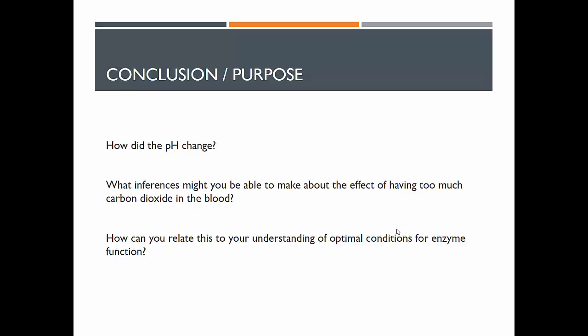Well, we know plasma is mostly water, and one of our previous dot point videos was about how carbon dioxide is transported in the blood. One of the ways is dissolved, and so we want to know what happens if you've got too much dissolved carbon dioxide in the blood. That's a pretty important question, particularly because it's related to pH, and we've done an experiment on pH when we related it to enzyme function.